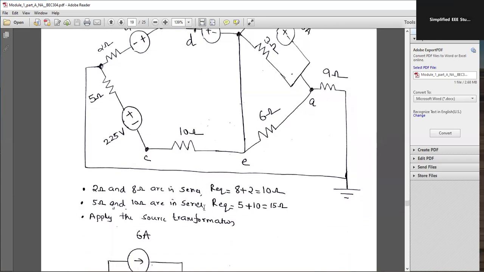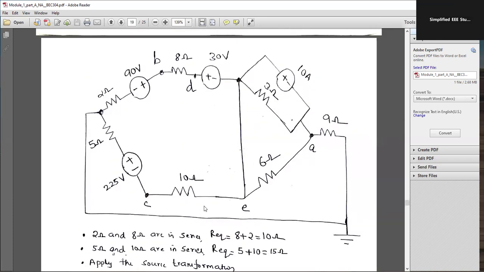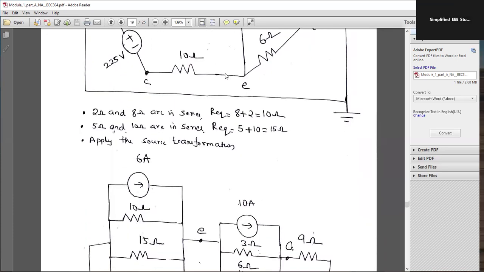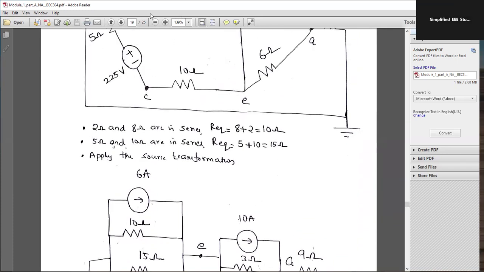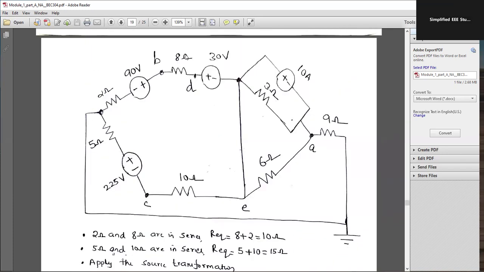Then you apply source transformation once more. Okay, once more I am going to apply the source transformation. So 2 plus 8 is nothing but how much? 10. Then 90 and 30. Look at this, 90 and 30. I'm going to simplify 90 and 30. So what could be the result? 90 and 30. So 90 polarity you can take care of. Okay, so now try to simplify it.